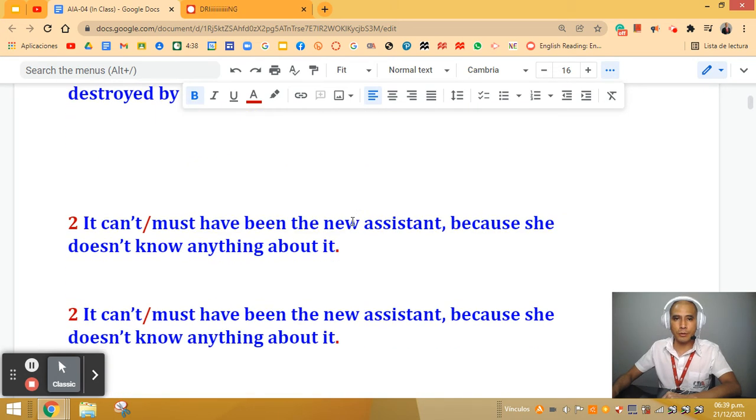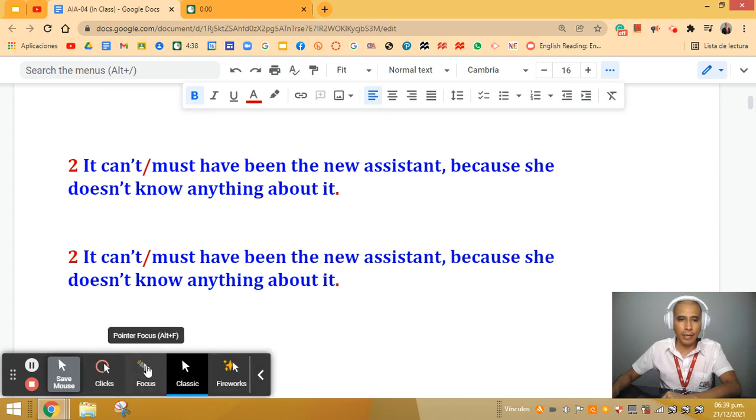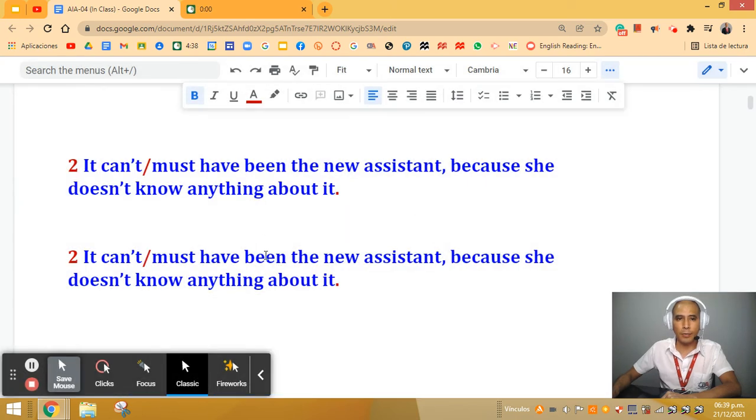Let's move on to number two. Okay, there we are. Let's analyze it. The two options are given at the beginning. It says it can't or it must have been the new assistant because she doesn't know anything about it. Perfect. So that is my example. Now here we have to find the keywords so we choose the correct answer. In this case, the keyword would be because. It tells me that I am almost sure about it.